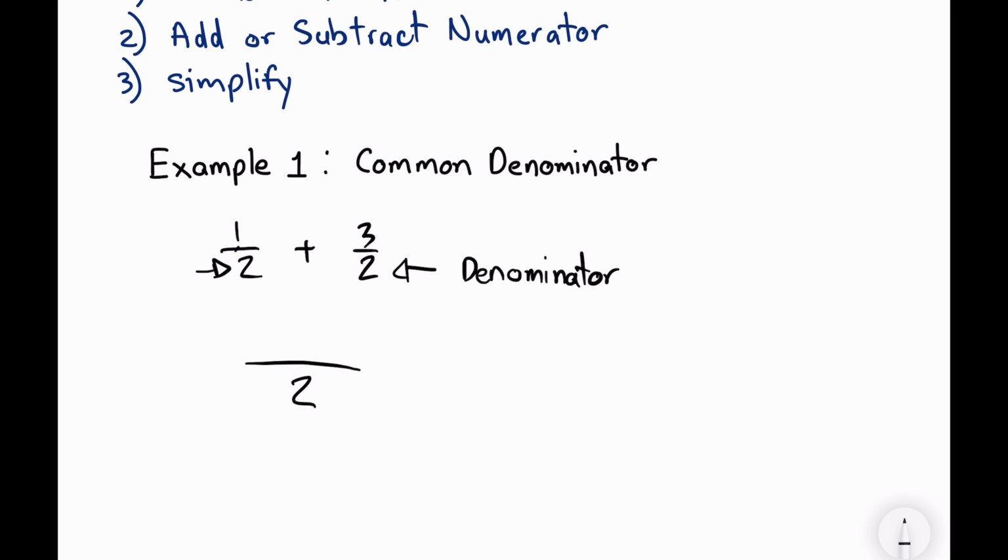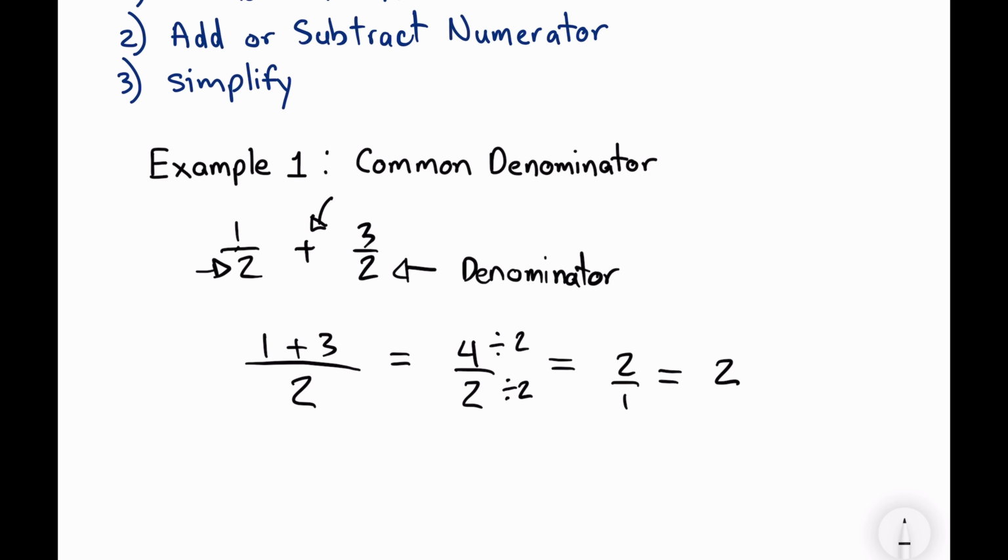That's your common denominator. And then step 2 says to add or subtract the numerators. Well, in this situation, we're being told to add. So I'll do 1 plus 3. Together, that gives me 4/2. And step 3 says to simplify if you can. So we see that we have 4/2. Well, that can be simplified. There's a number that divides both 4 and 2, which is 2. So divide the top and bottom by 2, and that gives me 2/1, which is the same thing as 2. So that would be how you would go about adding those 2 fractions.